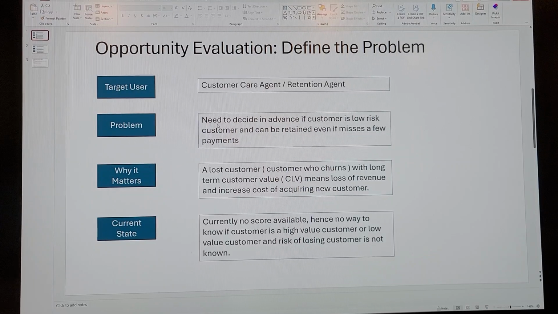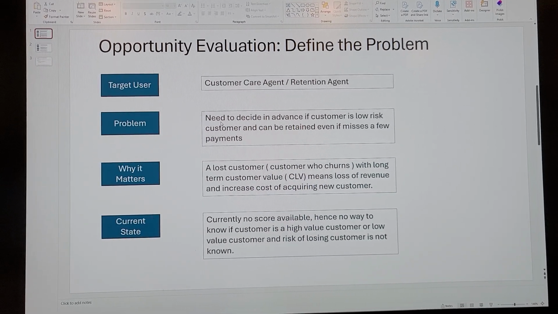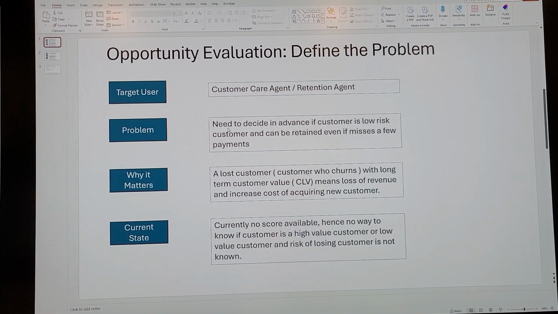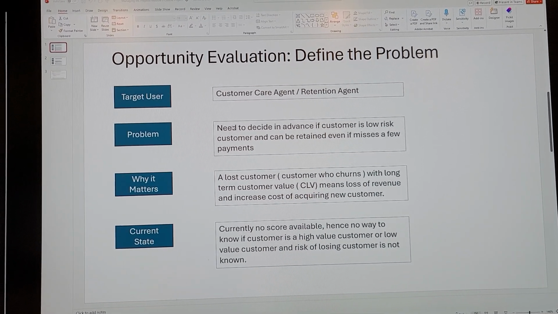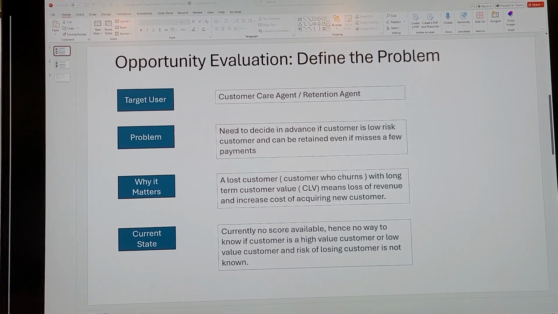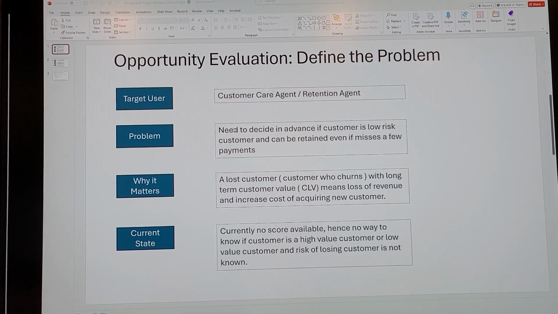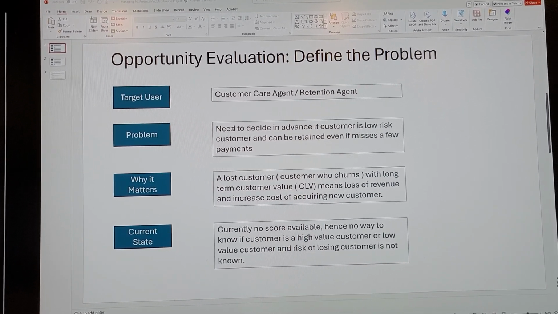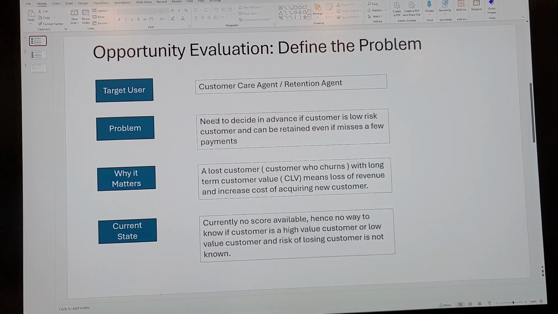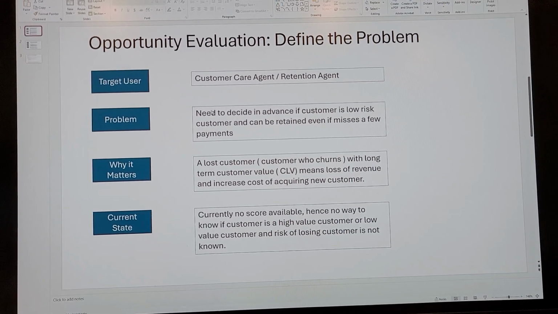The reason why it matters is a customer who churns and who has been with the company for quite a long period of time will have a CLV, a customer long-term value, bringing in a lot of revenue, and losing a customer means loss of revenue. And to acquire a new customer, there would be an increased cost for that. So there's a double-edged sword there, and it's the reason why it's so important to retain customers.